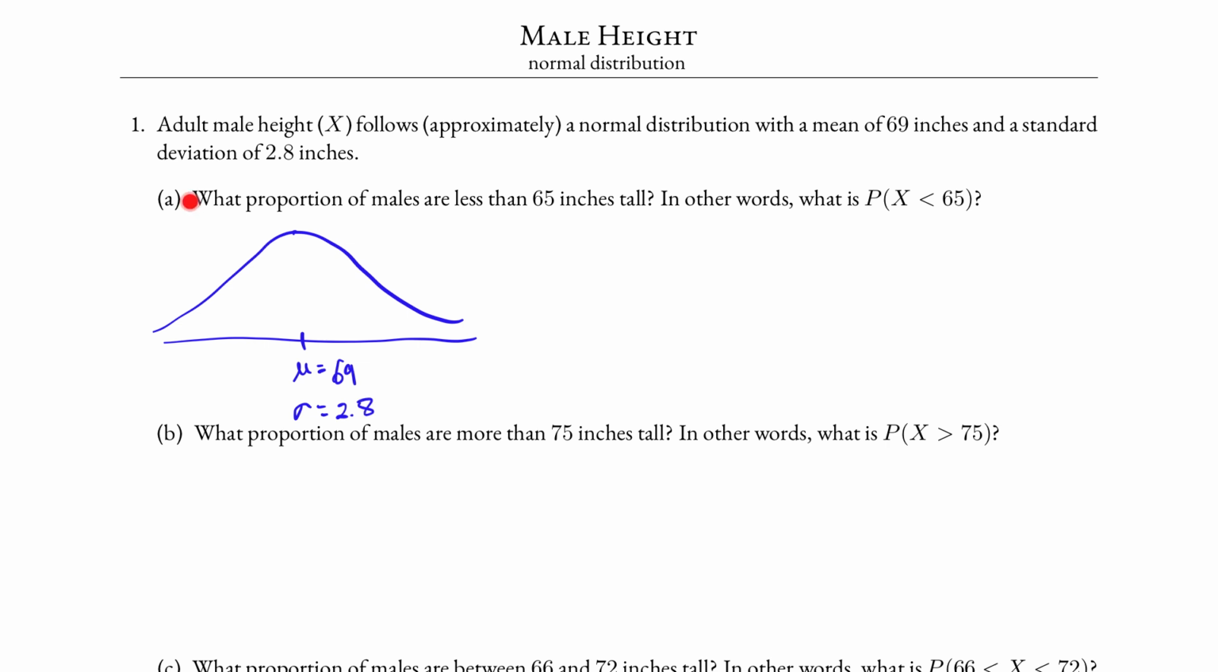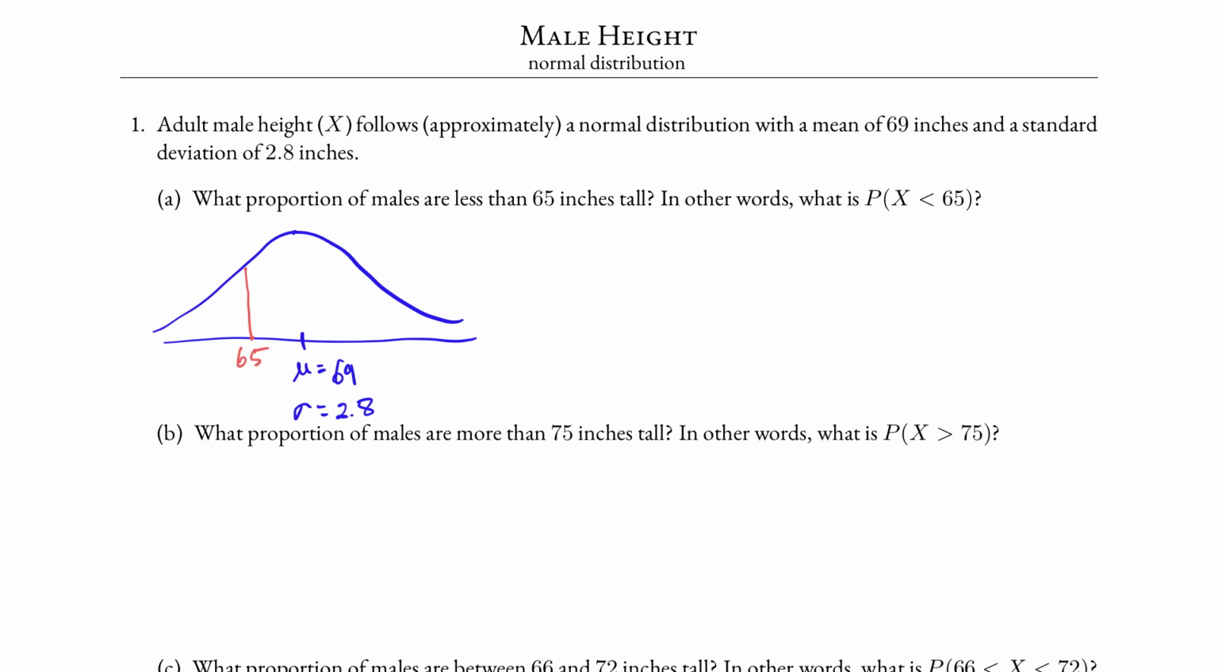In part A, the value x that we are interested in is 65, and so we would locate 65 on the horizontal axis here in relation to the mean 69. 65 is less than 69, so we would locate it on the left of 69, anywhere on the left accordingly, and we label this as 65.